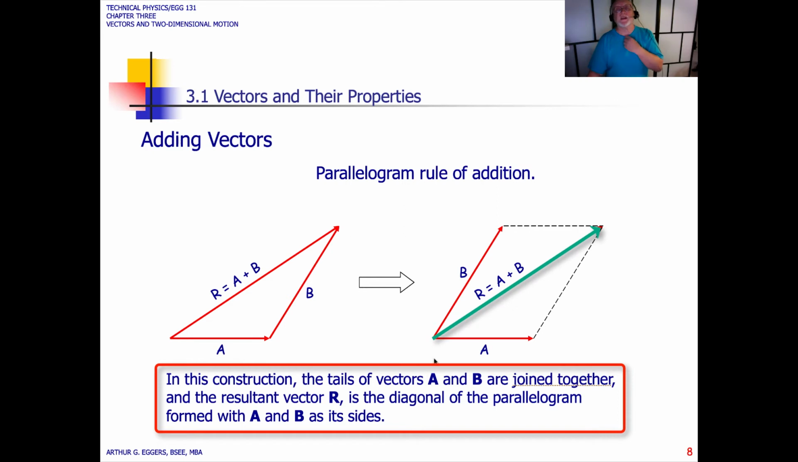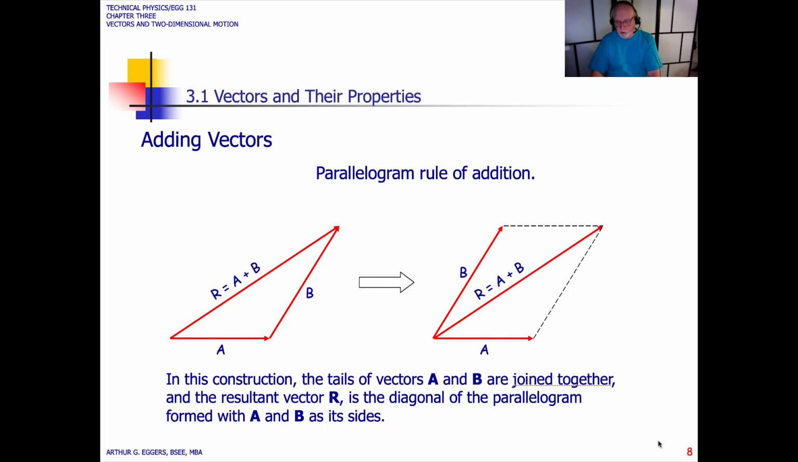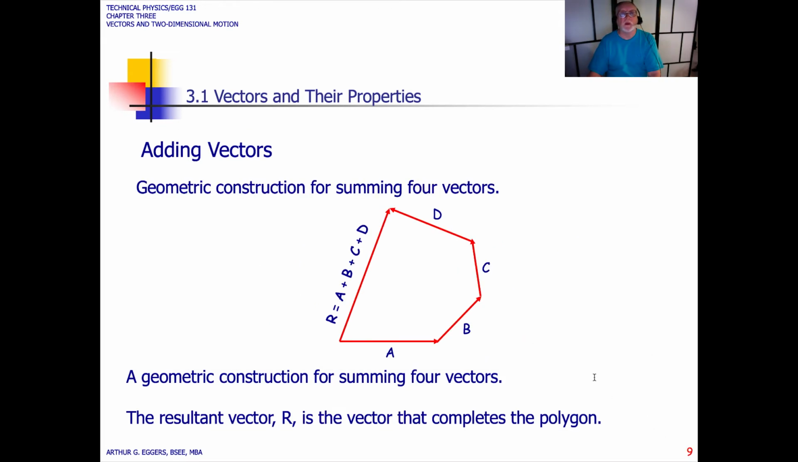So this is the kind of thing, once you get to your lab and you do the vector lab, this is what you're going to be looking at, because you're going to have strings that you're going to be putting weights on and building these vectors on a force table. We can do the same thing with multiple vectors here. We're going to add vectors using a geometric construction summing 4 vectors. So we have vector A, we still have vector B, though it's a little shorter, C and D, and then we have a resultant.